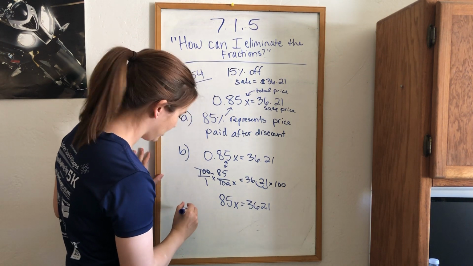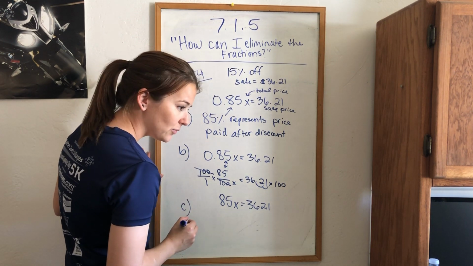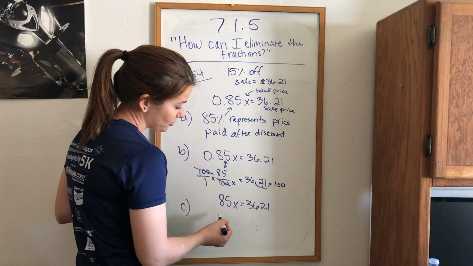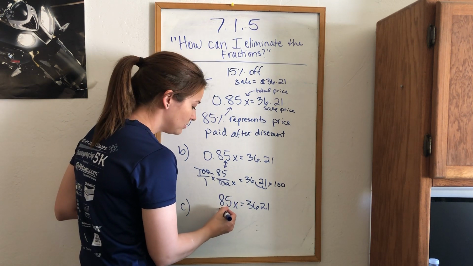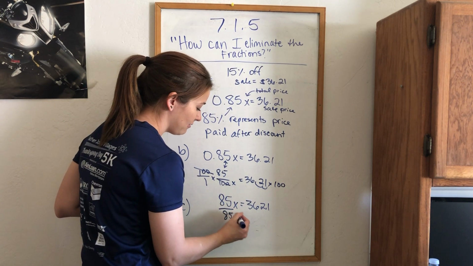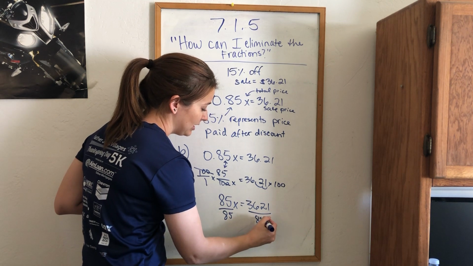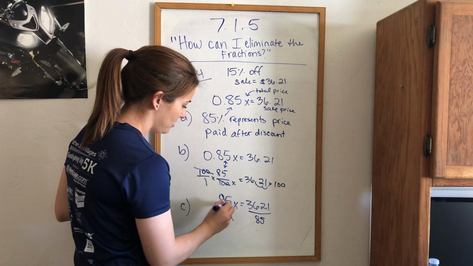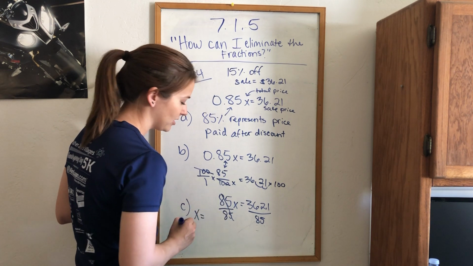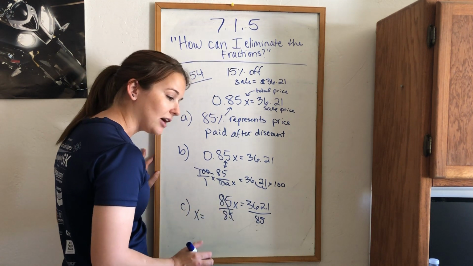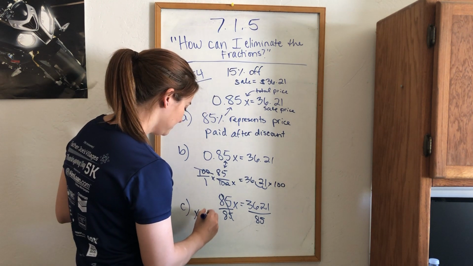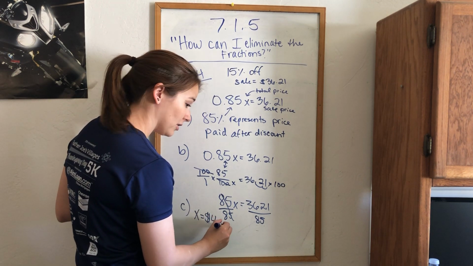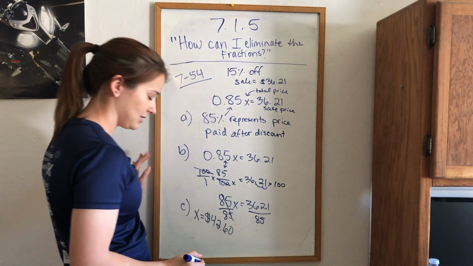Here's C, we are going to solve the equation. So to solve the equation, we want to get x alone. So divide both sides by 85. Plug that into your calculator. That becomes a giant 1, so the x is the only thing left on that side. I plugged this into my calculator and got $42.60.